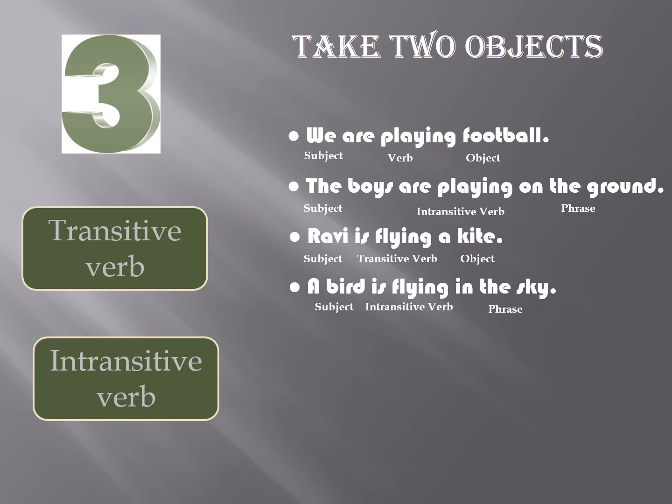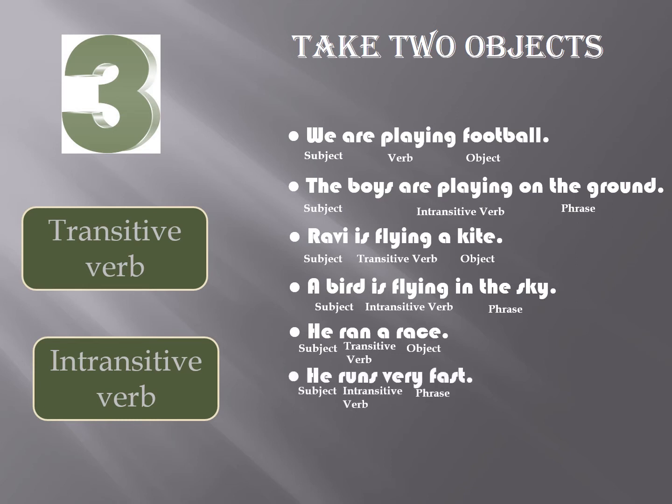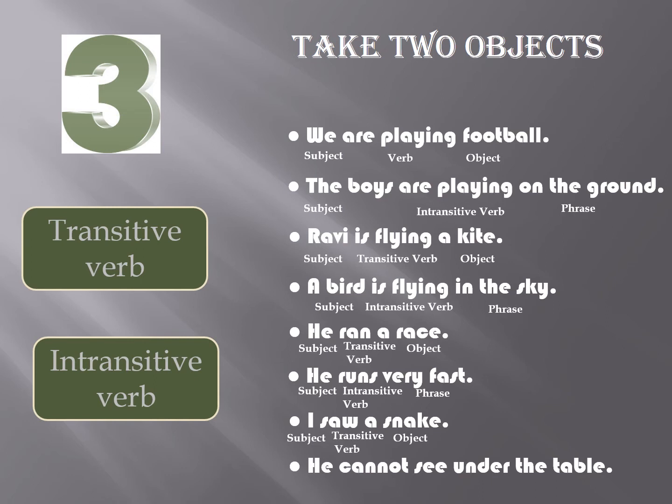Let's try to understand with some other examples. He ran a race. Here, he is a subject, ran is a transitive verb, a race is an object. He runs very fast. Here, he is a subject, runs is an intransitive verb, very fast is a phrase. I saw a snake. In this sentence, I is a subject, saw is a transitive verb, a snake is an object. He cannot see under the table. In this sentence, he is a subject, cannot see is an intransitive verb, under the table is a phrase.